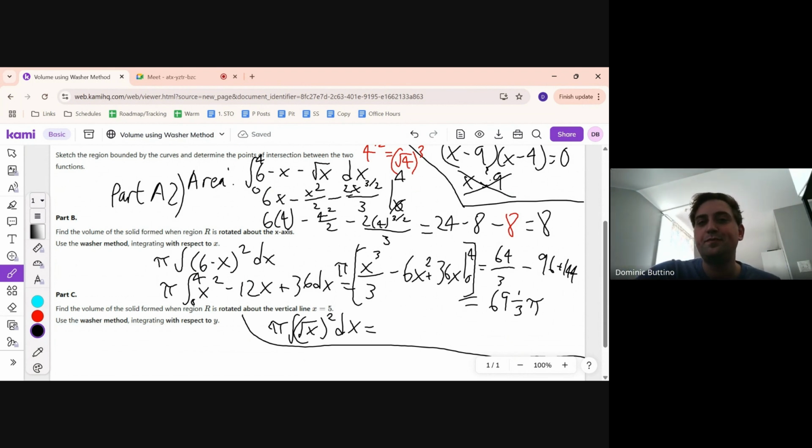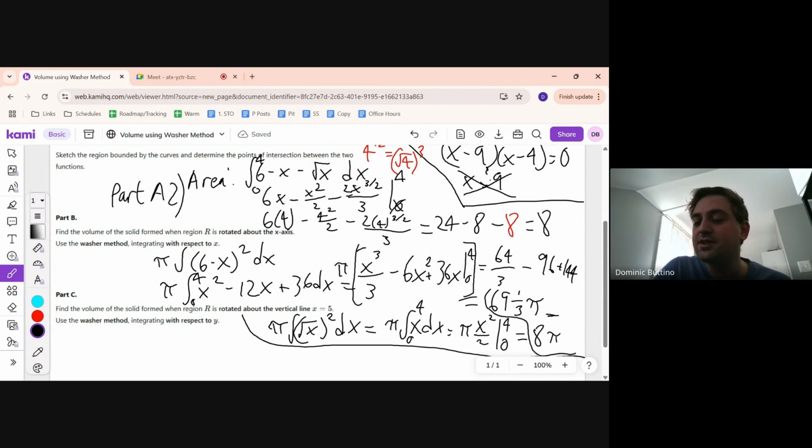Down here, when you square the square root of x, you just get x. So it's pi integral of x dx, which ends up giving you, still from 0 to 4, pi times x squared over 2 from 0 to 4. And then we plug it in, and we're going to get 16 over 2, which is 8 times pi.